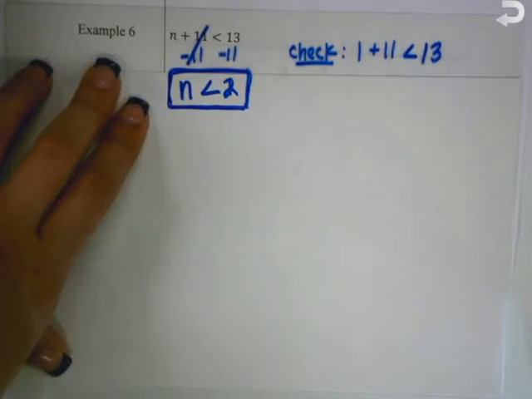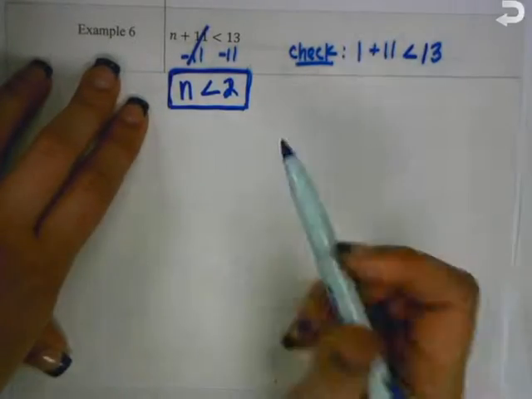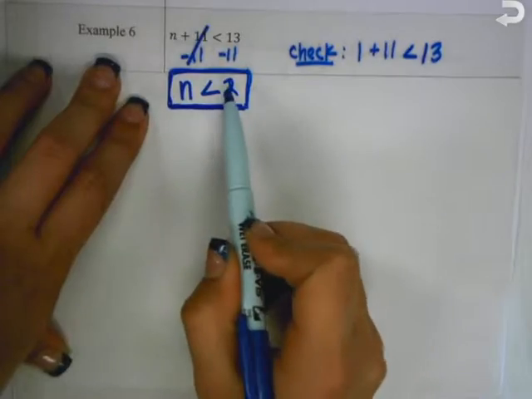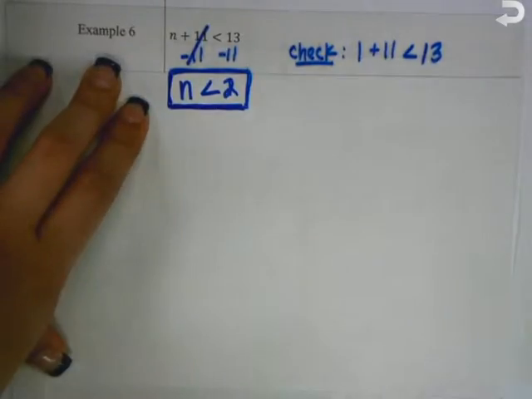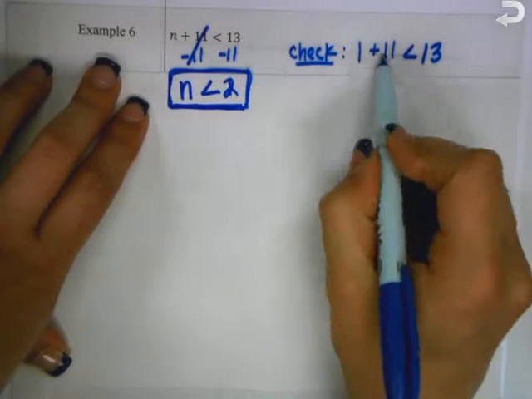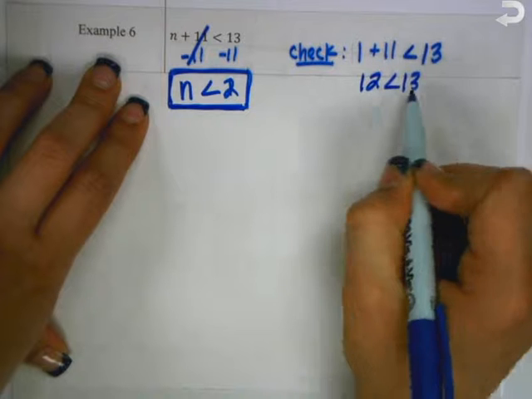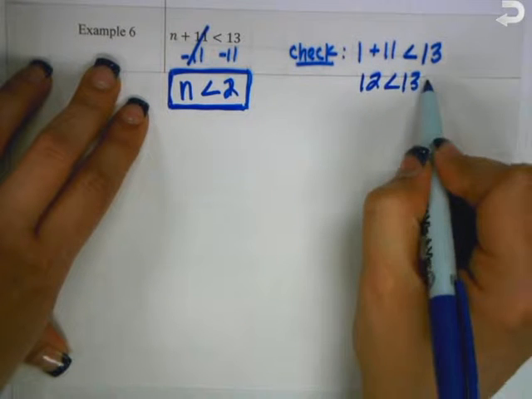So it could be negative 500 if you want. But I like to get as close to 2 as possible, just to make sure in case we made some kind of calculation error. Okay, so 1 plus 11 gives me 12 less than 13. Is 12 less than 13 a true statement? Yep, so we got the correct answer.